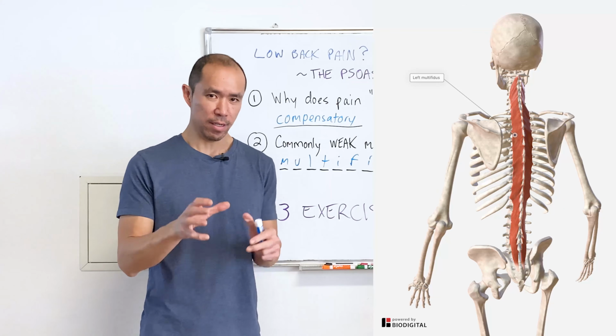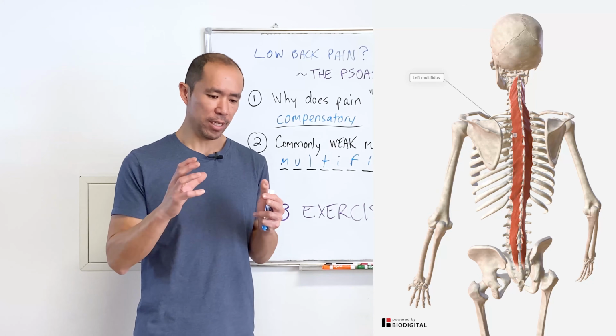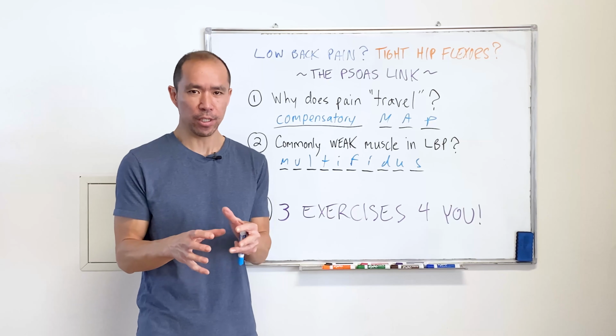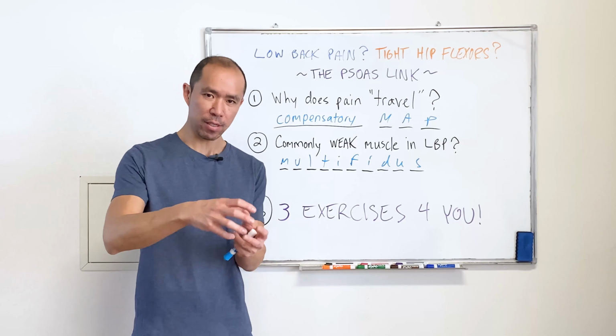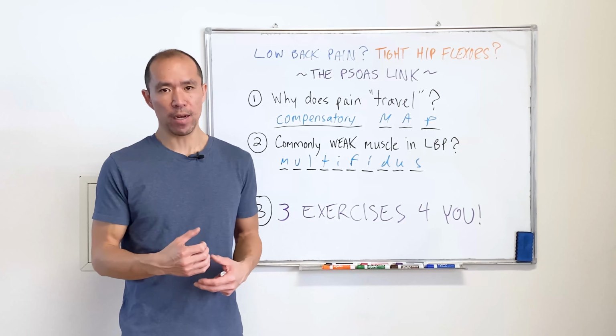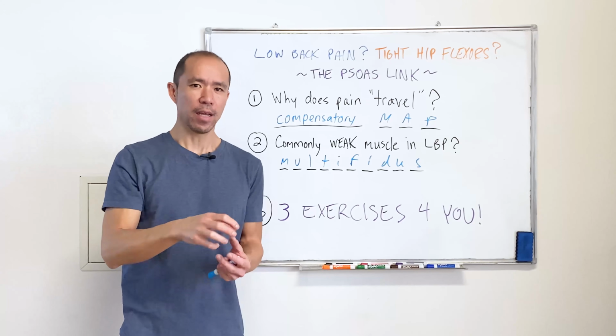The multifidus is one of the deepest muscles of the whole spine, and it plays a really important role in stabilizing the spine, not only in a fixed position, but also dynamically. It helps the spine maintain good position as the spine is moving around, because our spines aren't just sticks. We've got many joints along the whole spine that are all designed to move.